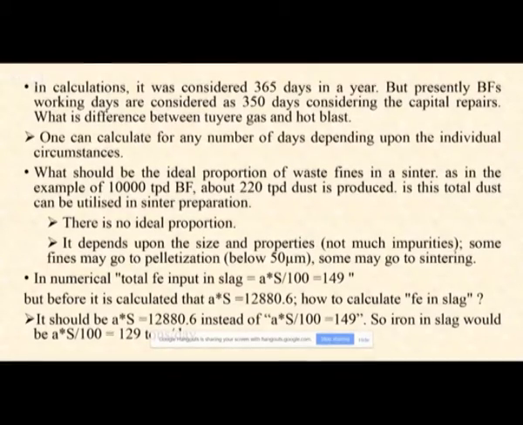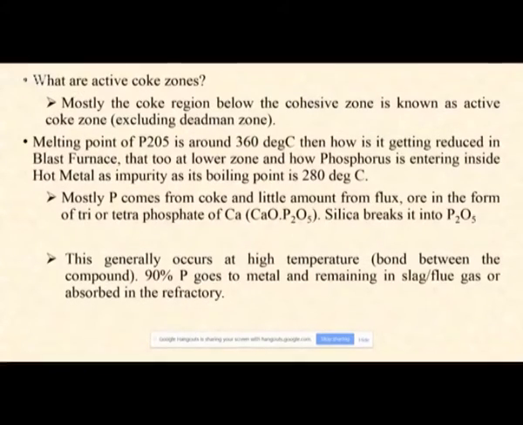The third one is a numerical about total iron input in slag, where it is given A into capital S divided by 100 equal to 149. That is actually wrong. It should be 128. The division by 100 is just removing the percentage sign. So it should be actually 129 approximately. So that should be clear. If you have any question, just type it and I can see that.